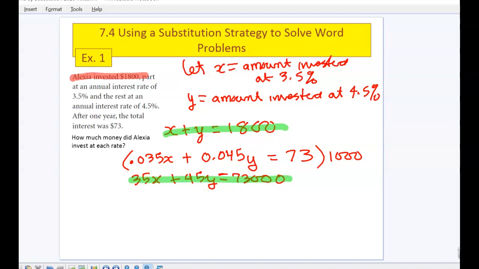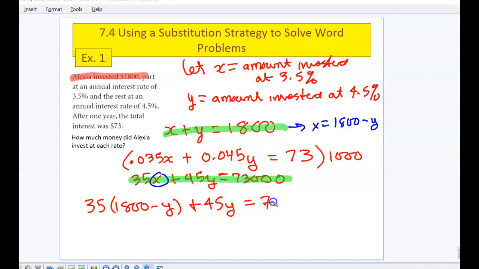So now I can isolate either X or Y in this first equation. So if I take this first equation here, I can say X is equal to 1,800 minus Y. So in place of X here, I can put 1,800 minus Y. So 35 times 1,800 minus Y plus 45Y is equal to 73,000. Distributing the 35 times 1,800 is going to be 63,000 minus 35Y plus 45Y equals 73,000.